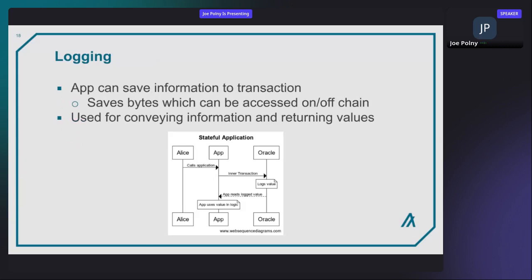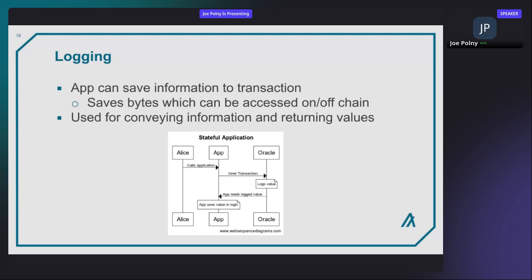In addition to inner transactions and state, we also have logging. Logging is an interesting feature of stateful applications that has a couple of different uses. The first one is just the austere definition of logging, which is saving information to a transaction. When you log something, anyone on or off chain can see what you logged. So if you're executing a smart contract and you want to log what the smart contract is doing, you could do so.